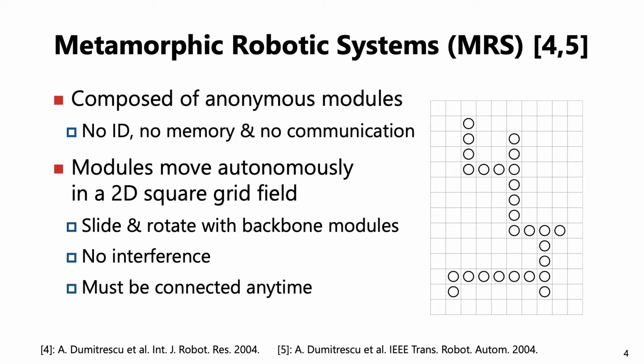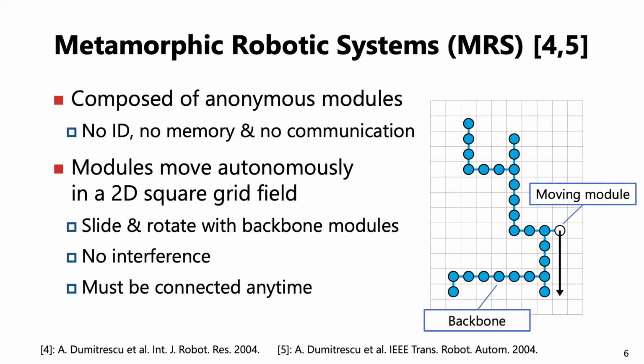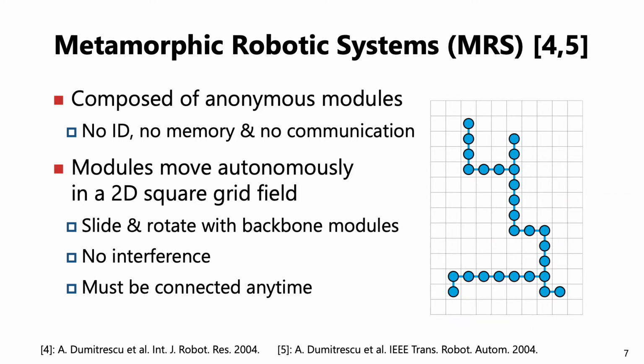An MRS is composed of anonymous modules, and modules don't have unique IDs and memory. In addition, they can communicate with each other. This is an example of an MRS consisting of many modules. And as we can see, all the modules are connected. Modules move autonomously in a two-dimensional square grid field. The possible movements are sliding and rotation, and this is a sliding movement. An active module moves down 4 cells by sliding along these backbone modules. This is the result of sliding.